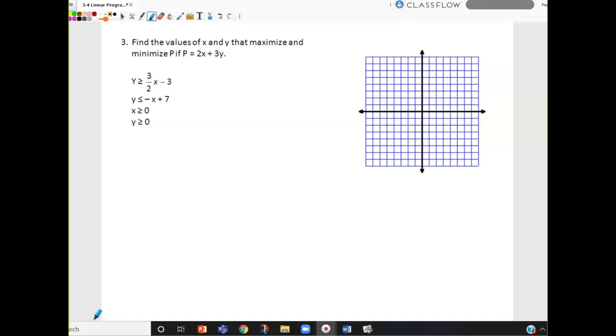Alright, so it says find the values of x and y that maximize and minimize the function P, if P equals x plus 3y. So what we're going to do is draw in our constraints and then look for a feasible region. So let's draw in our constraints.